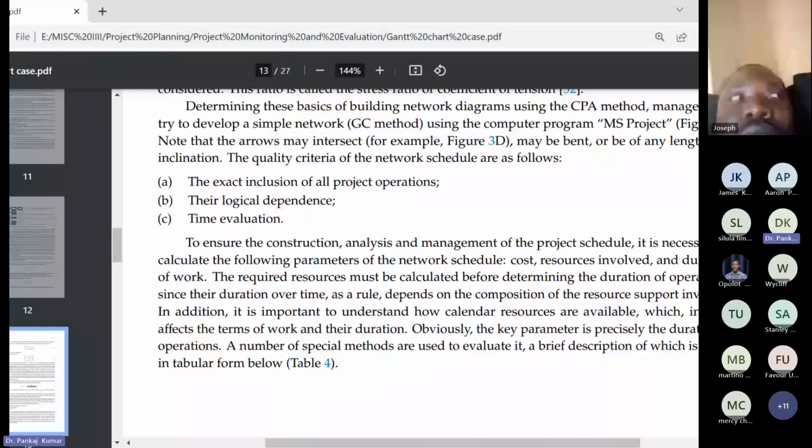So now we will see the quality criteria of the network schedule. Like exact inclusion of all project operations. So it is essential to establish clear quality criteria and define the exact scope of what is included in those operations. Quality criteria help in measuring and maintaining the standards of the project, while precise inclusion criteria set boundaries and expectations for what falls within the project scope.